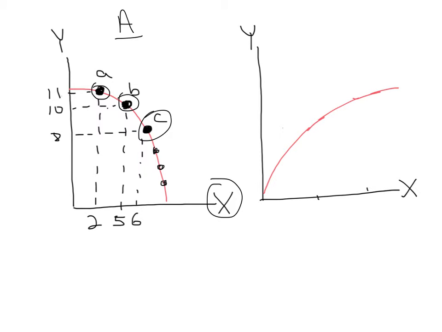So a production possibilities frontier of this shape, which is concave and downward sloping, really reflects the idea that the opportunity cost of producing each good increases as you produce more of that good.